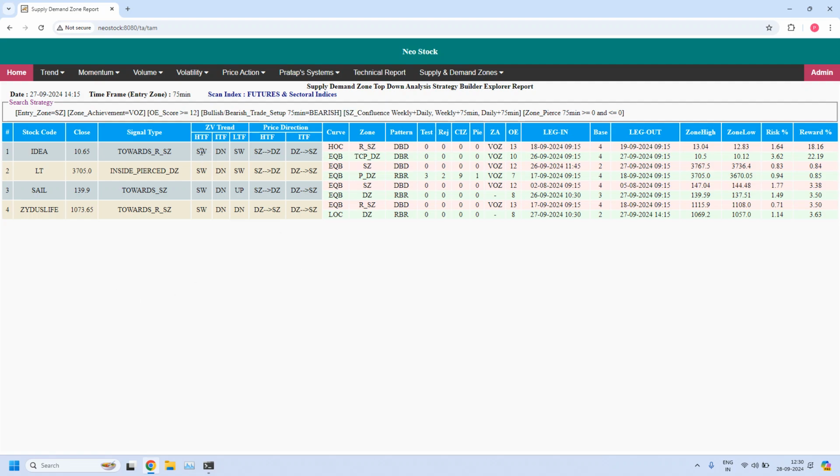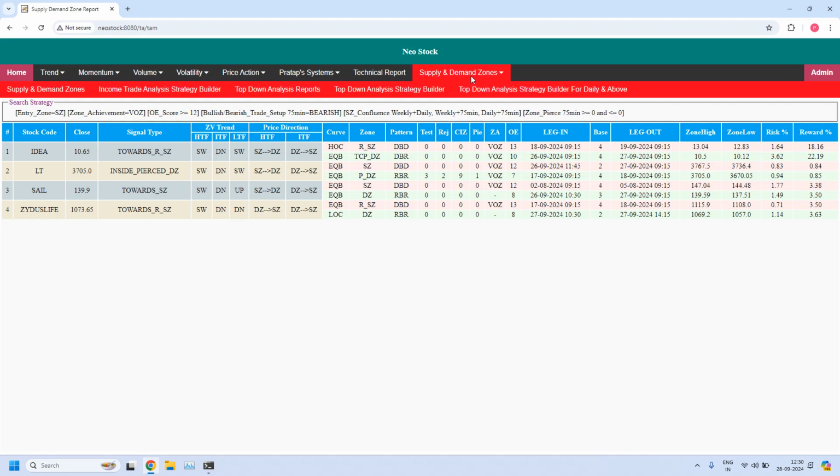Okay, but all the 4 stocks are in a sideways trend at the weekly time frame. In a sideways market, EMA confluence does not give any extra advantage. So I'm just not verifying EMA confluence. Okay, this is about the bearish trade setup for weekly income trade.